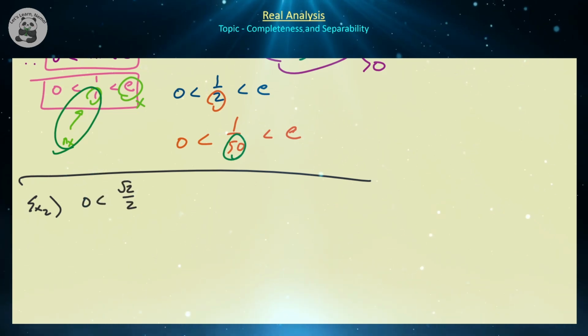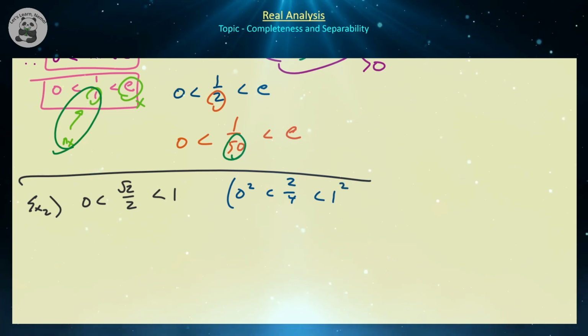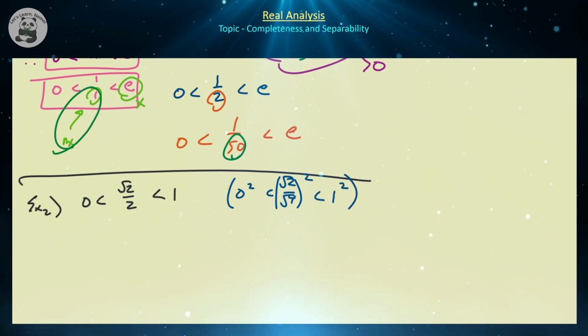So we know that 0 is less than the square root of 2 over 2 because it's a positive number, and that's also less than 1. And in case you don't know that that's less than 1, keep in mind that 0 squared is less than 2 over 4, and that's less than 1 squared. Because keep in mind that's the same as that thing squared. Agree?